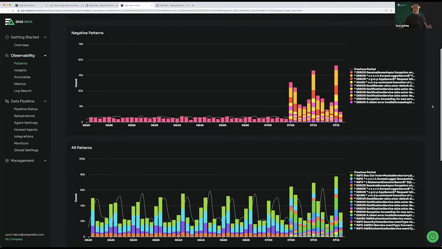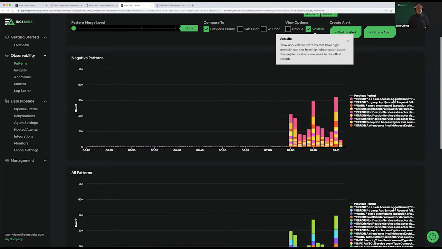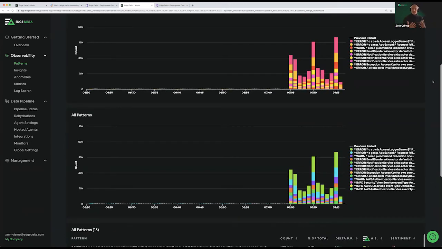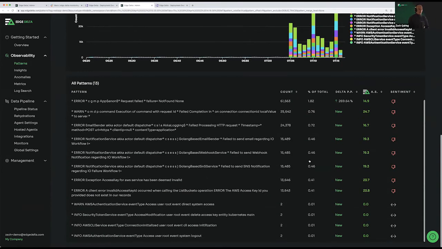So this summarized analysis of the data helps investigate these things much faster. For example, one of the things we can do is say, let's only look at the volatile patterns. Volatile is the ones that have a significant deviation from normal trends during this window. That's showing us, in this case, most of those are the new patterns that we're seeing. And at the bottom of the list here, we can see a couple that are only happening once or twice, that would be very, very difficult to find if we were looking through a massive set of data.